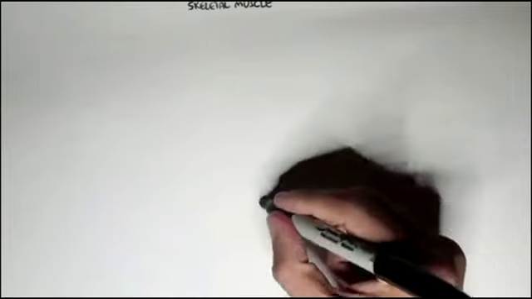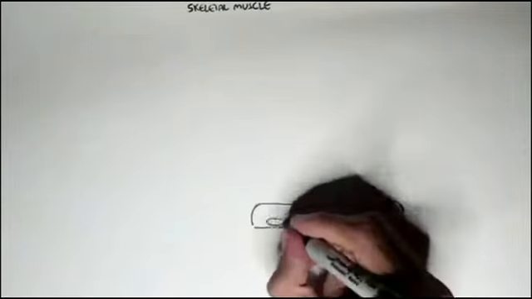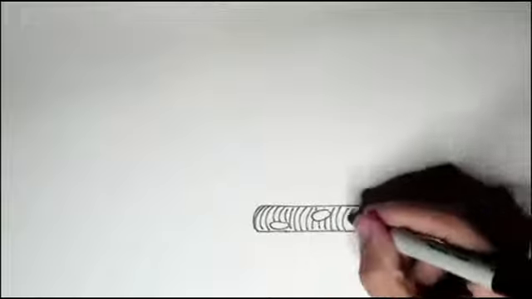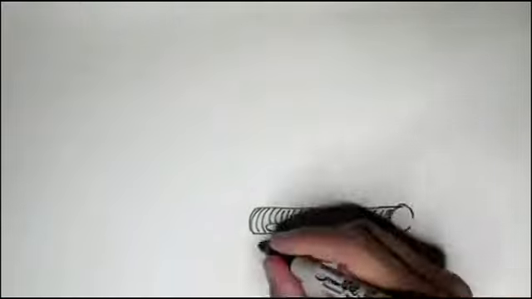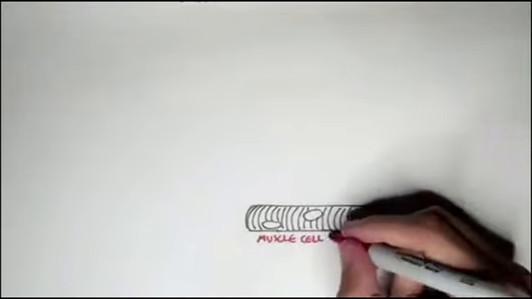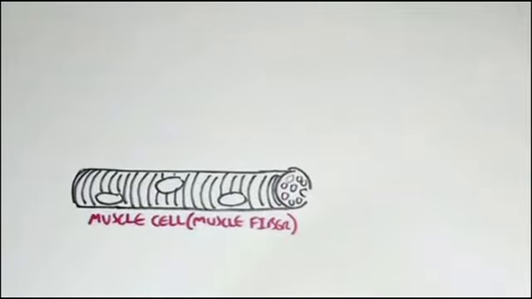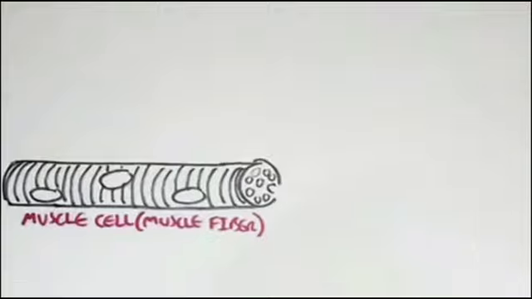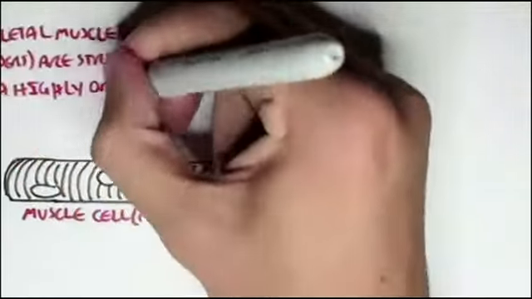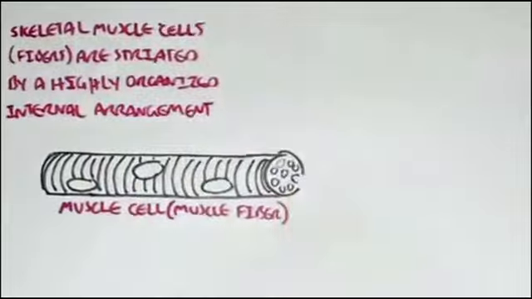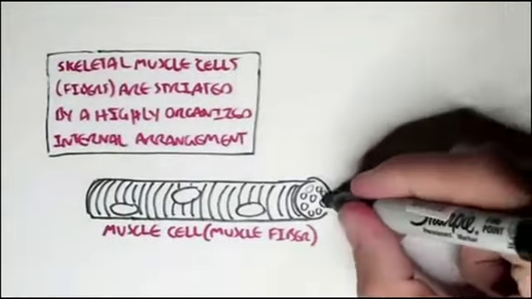And so a skeletal muscle cell, as I mentioned in the introduction video, is cylindrical shaped and multinucleated. And a skeletal muscle cell is known as a muscle fiber. And interestingly enough, skeletal muscle cells, the fibers, are striated by a highly organized internal arrangement. So this muscle fiber has an internal arrangement.